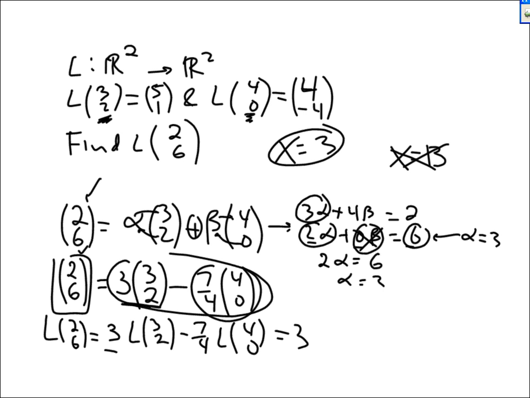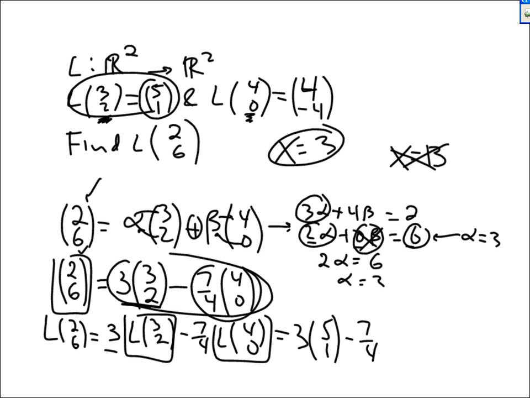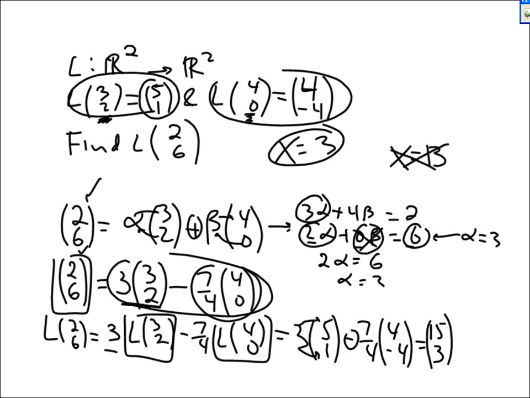So this is 3 times L of 3, 2. But L of 3, 2 is 5, 1. Minus 7 quarters times L of 4, 0. L of 4, 0 is 4, negative 4. Okay, so what we get is 3 times 5 is 15. 3 times 1 is 3. Minus, when we distribute the 7 quarters times the 4, you just get 7. And when you do 7 quarters times negative 4, you get negative 7.